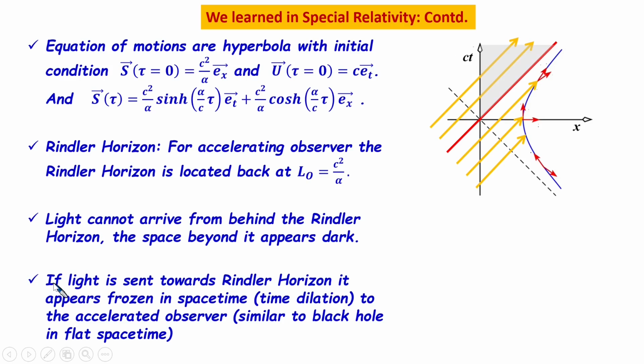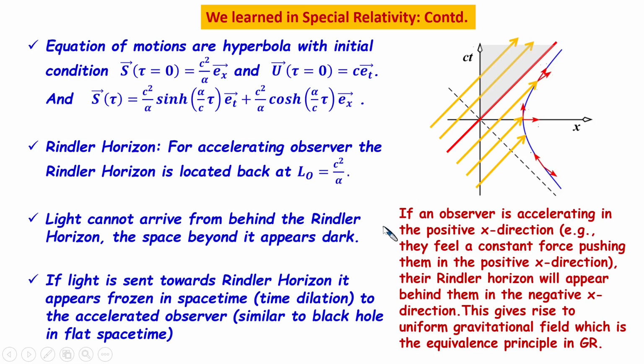We can also see that if light is sent towards the Rindler horizon, it appears frozen in space-time, and this happens because of time dilation for the accelerated observer, and it is similar to a black hole in flat space-time. So you will see that because of this condition, the light will never pass this horizon because you cannot communicate with this. Okay.